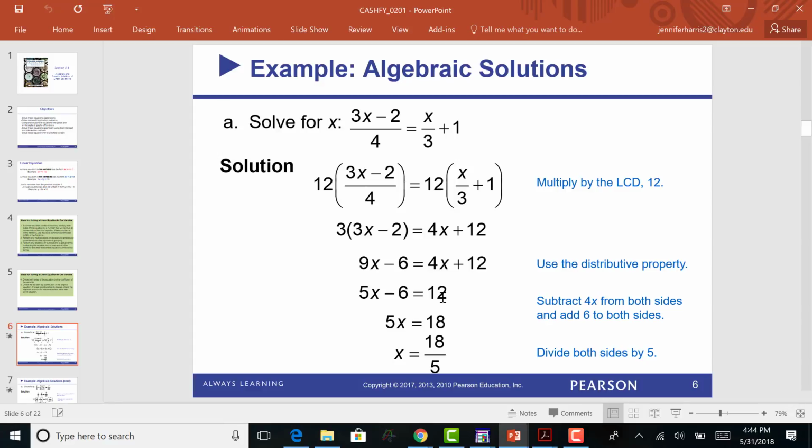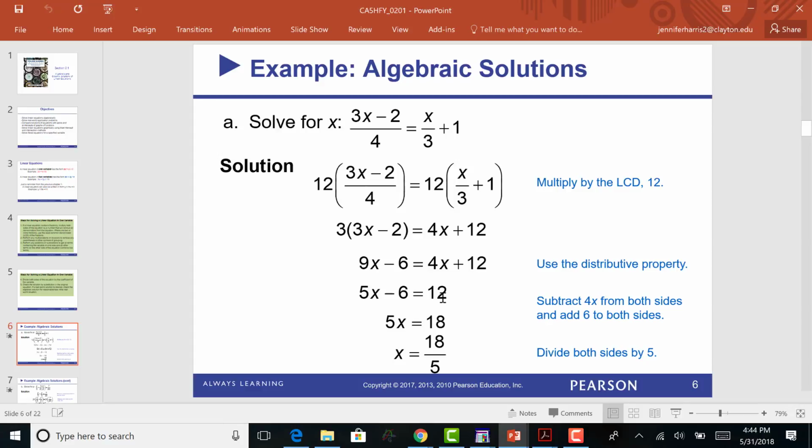Questions? So, you okay with this method? Okay. Once you get all the denominators the same, you can get rid of them. Now, this works for solving equations, right?